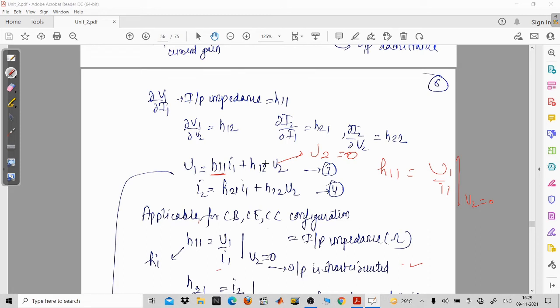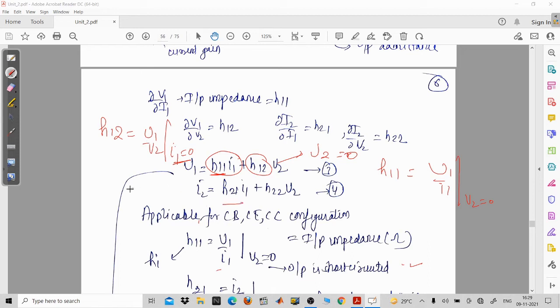So if you want to calculate H12, how are you going to calculate? In that case, your first term should be 0. So when your first term is 0, H12 will be equal to V1 upon V2. You can see here, you can now easily calculate the parameter, but with the condition, and the condition will be what? I1 will be equal to 0. Now I1 equal to 0 means what? Your input port is open circuited. You have not applied any voltage, that will be open circuited.